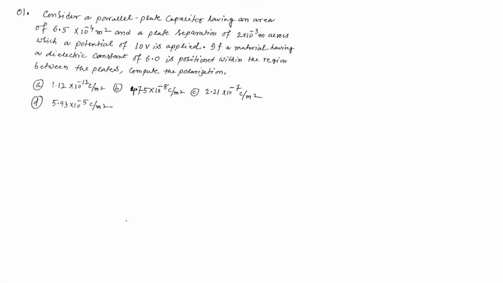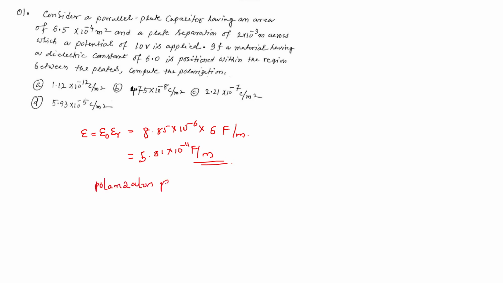So what are the parameters? The permittivity epsilon of the dielectric medium. We know the formula: epsilon = epsilon 0 epsilon r. So 8.85 × 10^-12 × 6 F/m. You will get the answer 5.31 × 10^-11 F/m. Now the polarization.